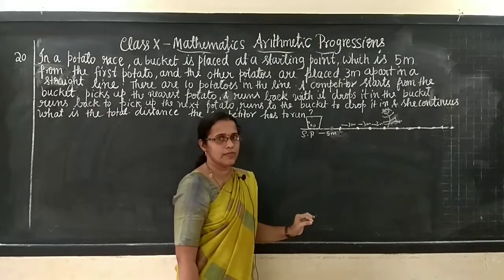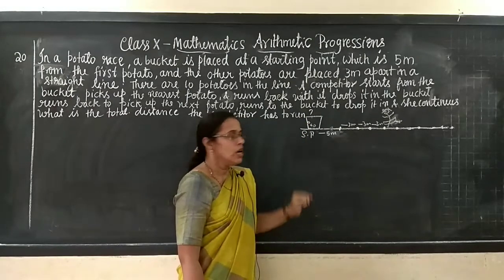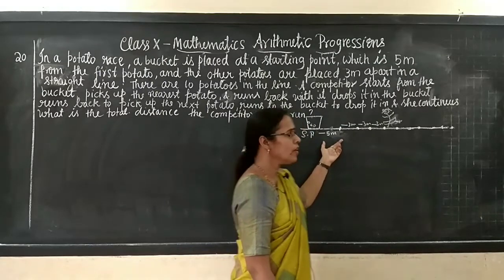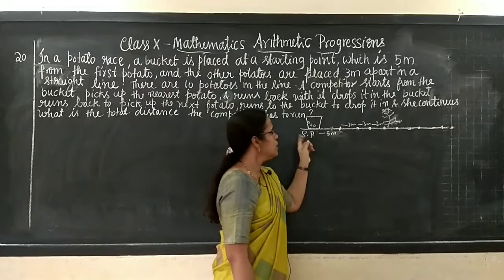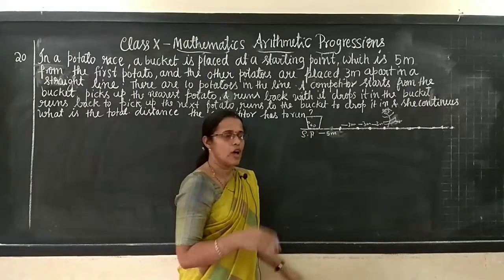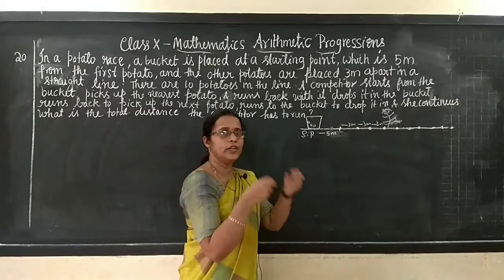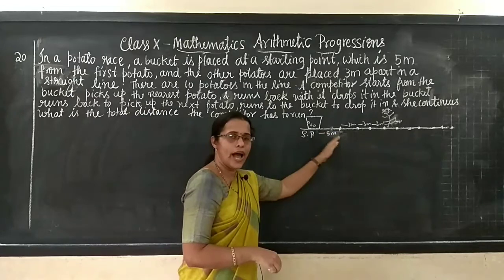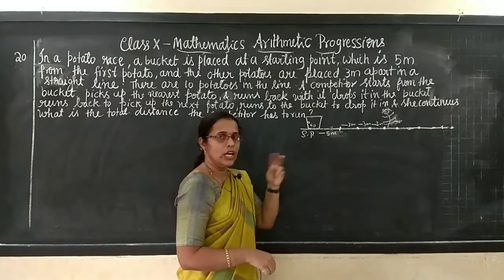So this is the race. Got it? So now how to write the sequence for this? Let us see here. Starting point is from the bucket. So what is the distance from here to here? It is 5 meters. Okay. So after moving there, picking the potato and putting into the bucket, twice she has to come back, go and coming back once again. So it is 2 rounds.